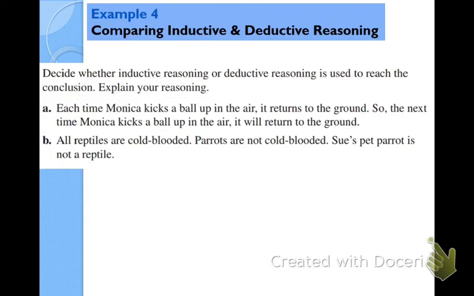So these two, we're going to decide if they're inductive or deductive, and then we're going to explain our reasoning. This letter A is really hard for students to picture. Each time Monica kicks a ball up in the air, it returns to the ground. So the next time Monica kicks a ball up in the air, it will return to the ground. Is she assuming that the next time she kicks it up, it will come down because she's watching a pattern or because she knows about gravity? Which one is it more so phrased towards? A pattern. So this is inductive reasoning.